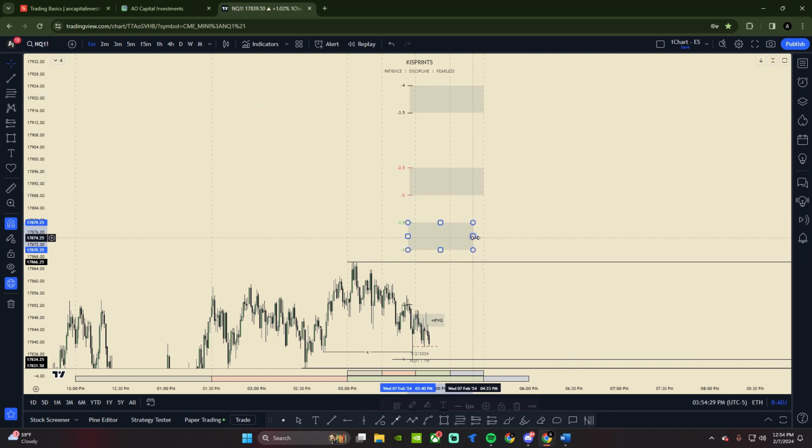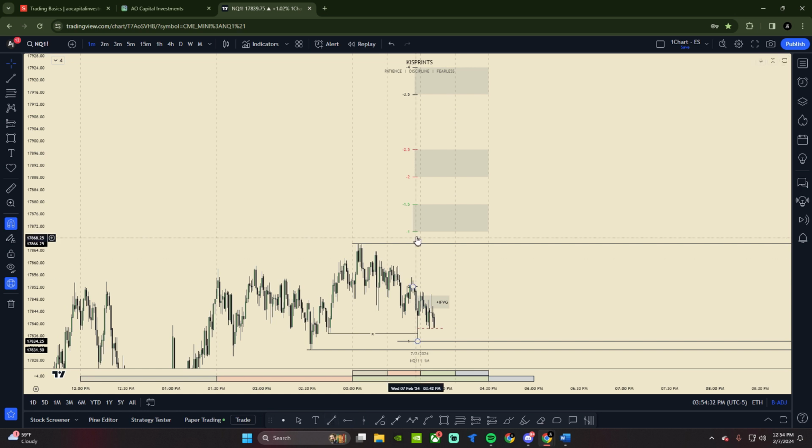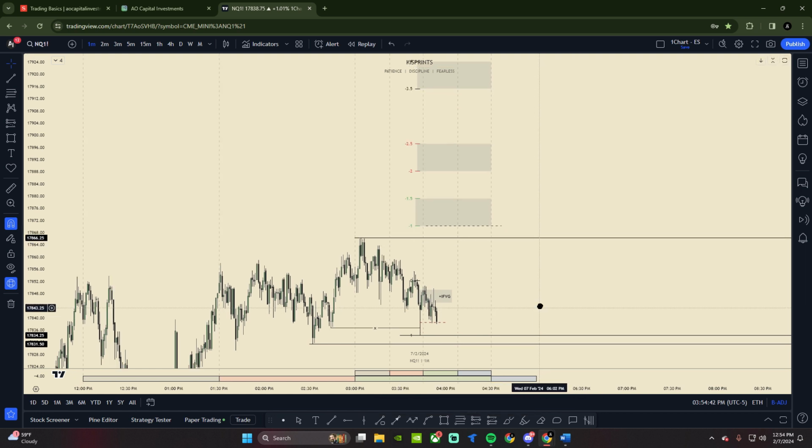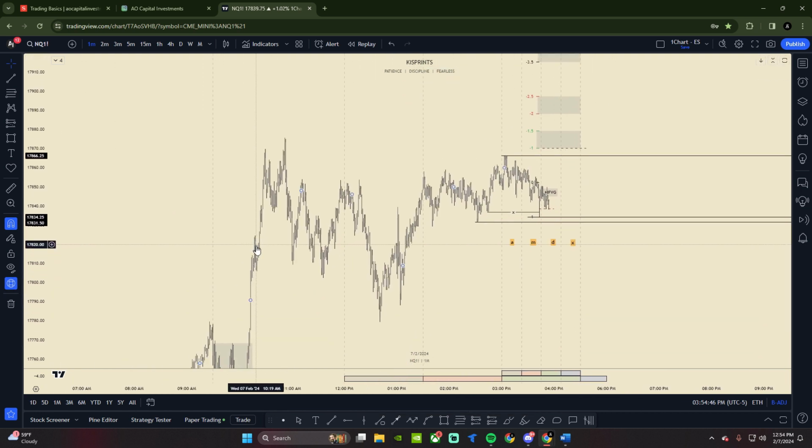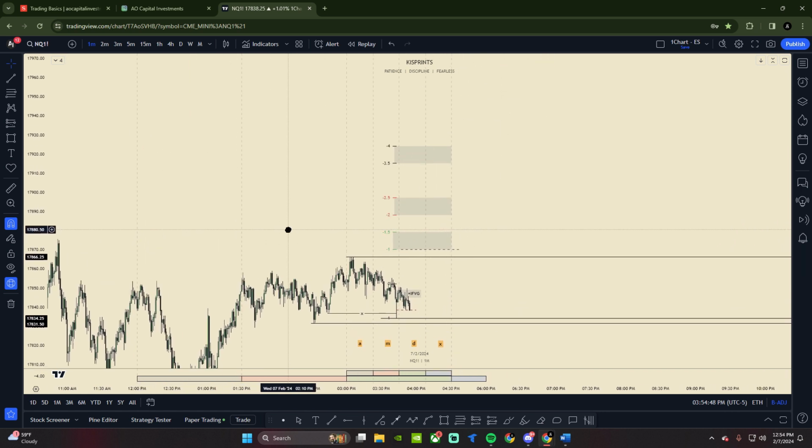People look at it as levels, like certain lines, but you have to look at it in terms of areas. Areas where price may reaccumulate and redistribute. And I have a perfect example of this in the AM session, and that's actually why I wanted to do a session recap because of how accurate this was.